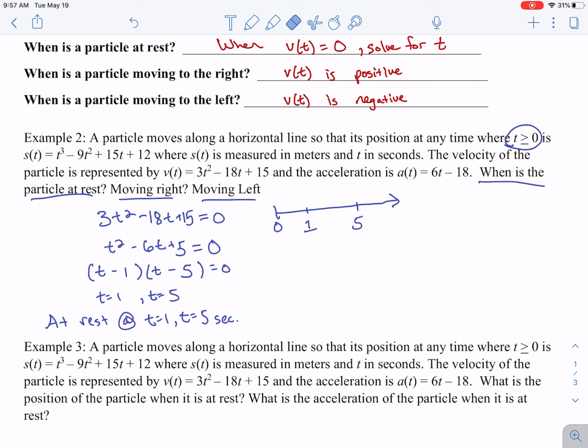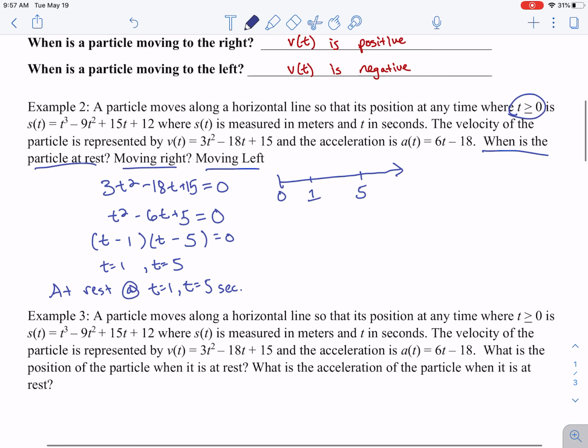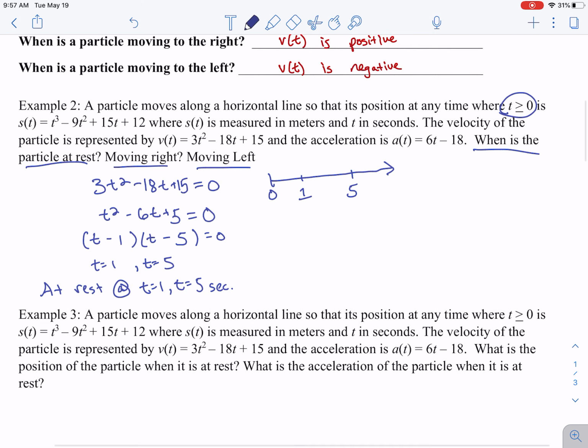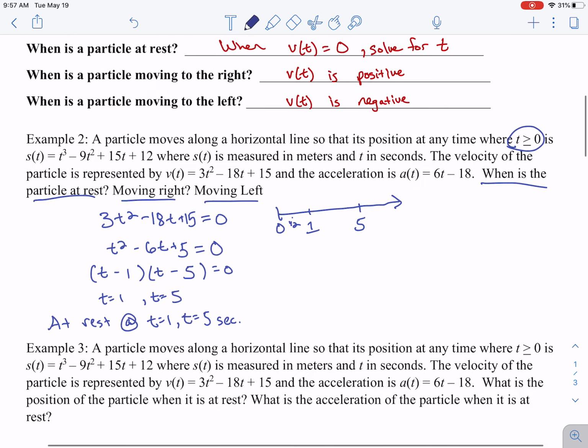But the whole idea here is we're going to use this little number line right here and make a chart. So how do we figure out if it is positive or negative in each of these? Well, all you're going to do is take a number that's in between. So for this case, like a 1/2. And we're going to plug it back into our velocity.